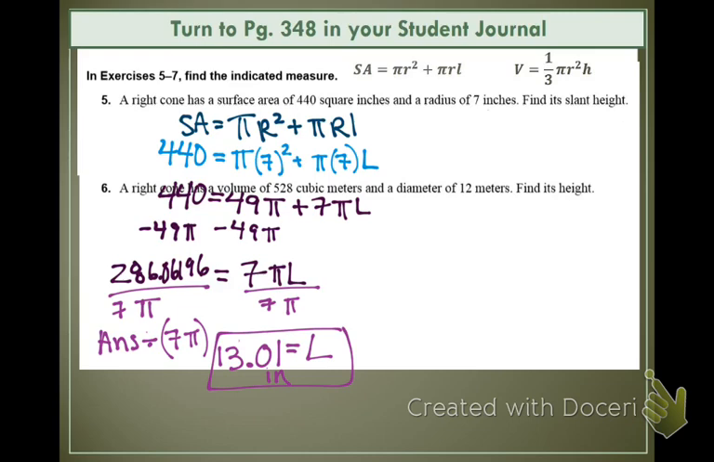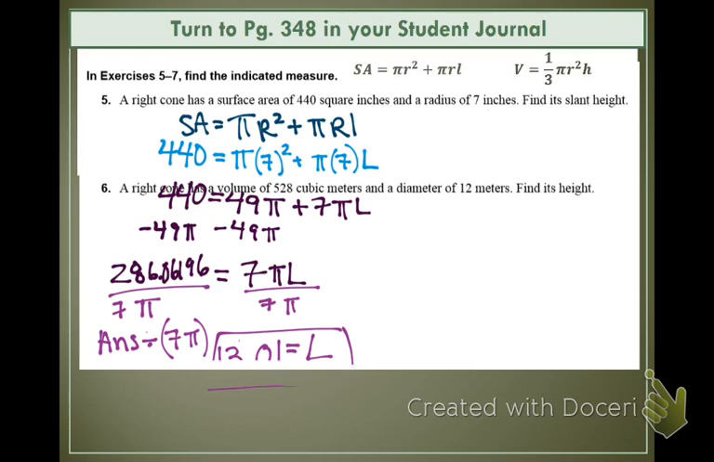Did you type it in? Yeah, 286.0, whatever. So hit answer. Divided by 7 pi. What does A N S stand for? Answer, the previous answer. So it represents this divided by 7 pi. Hit enter. I only use answer so you don't have to write 286.06196.